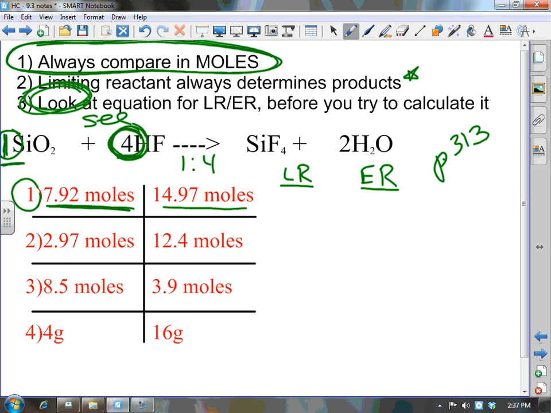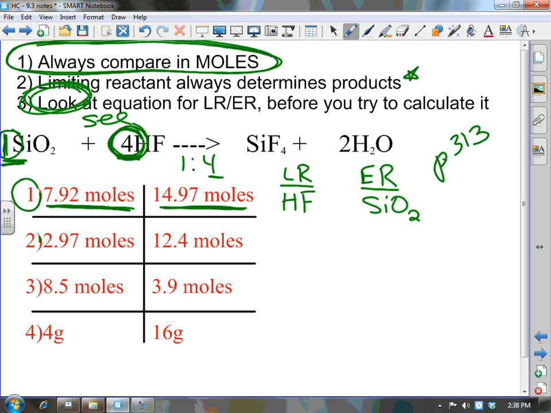Let's look at the numbers. Do I have 4 times more available? No, I don't even have twice as much. So do I have enough HF knowing I need to have 4 times more? The answer is no. So what chemical will run out first? HF. What chemical will I have extra left over? SiO2. Another way to say it is I need 1/4 as much SiO2. I got a lot more than 1/4.